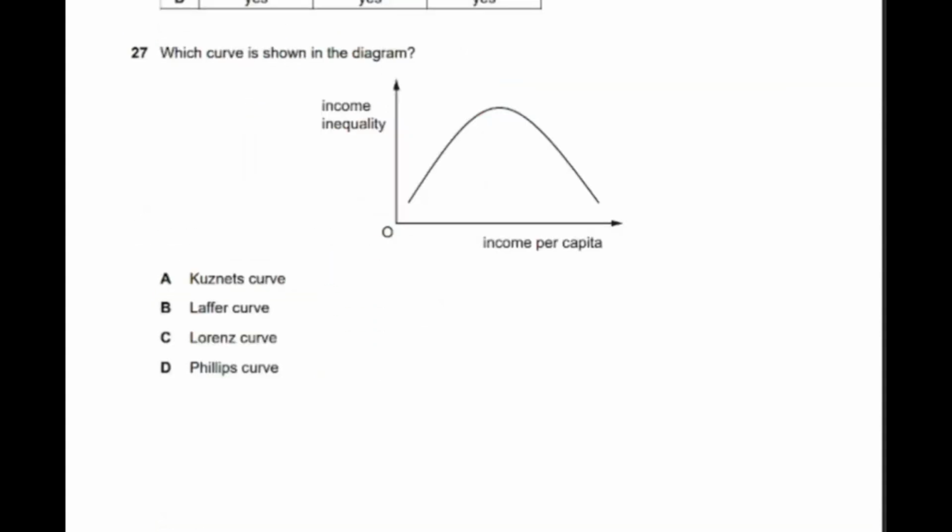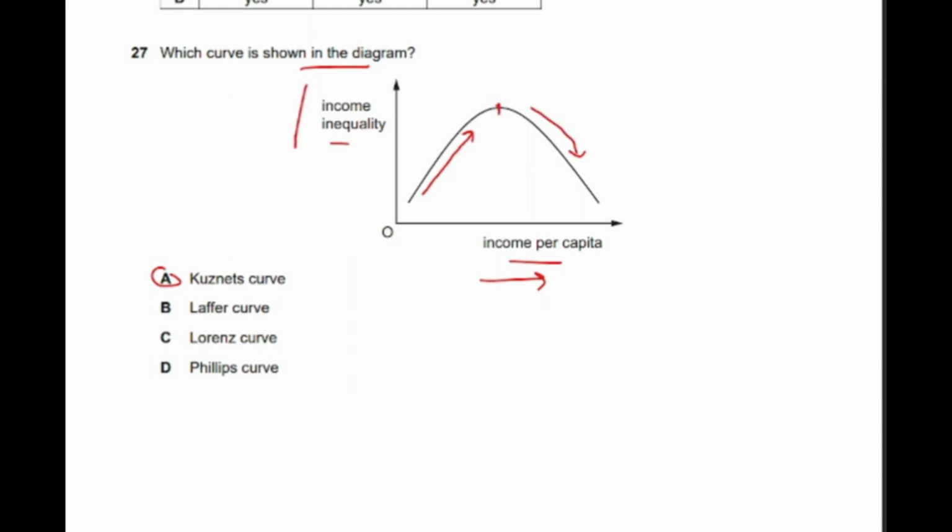Which curve is shown in the figure? So we have income inequality here and income per capita here, and this is an inverted U-shaped curve. This curve is known as the Kuznets curve, and it basically represents that as income increases, income inequalities also increase. Initially they reach the maximum point, and after that income inequalities decrease.